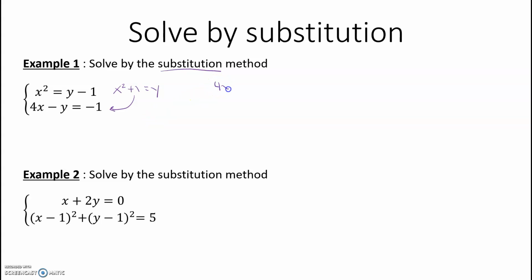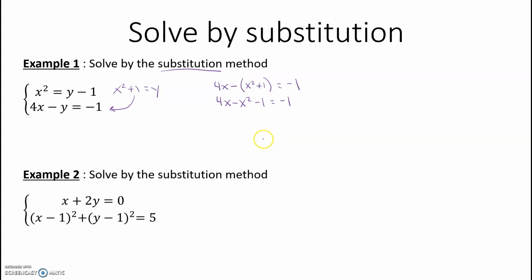So we've got 4x minus, and then again, instead of y, I'm going to plug in x squared plus 1. Still equals negative 1. So I took this, plugged it in where I saw a y. Make sure you distribute that minus sign. So we have 4x minus x squared and minus 1 equals negative 1.